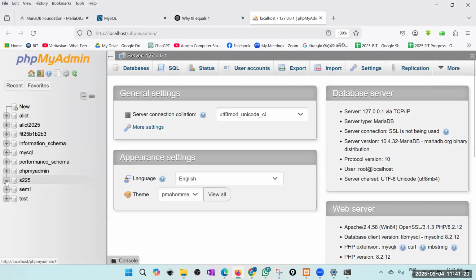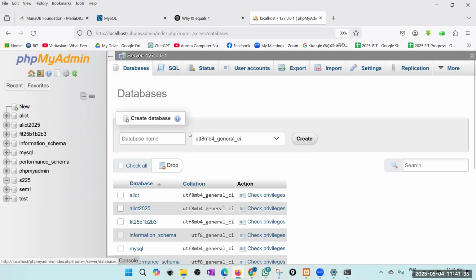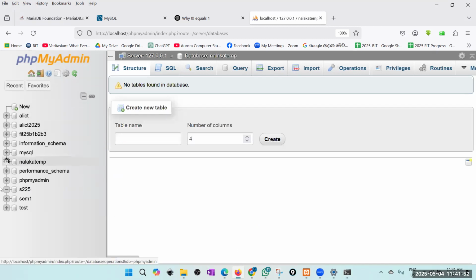And from here also you can do all these things. So if you want to create a new database, you can click on new and give your database a name. Okay. I'll call it, say, Nalaka temp. So don't worry about this character set, just use whatever the default is and say create. And you can see there's a database called Nalaka temp.